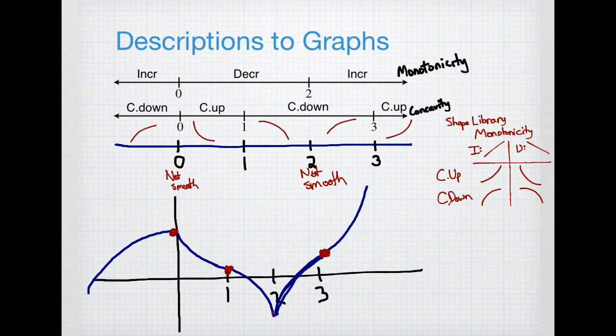I have 2 extreme values. One is here at 0 where I have a maximum, and the other is here at 2 where I have a minimum. So that's how we use the ideas of increasing, decreasing, concave up, and concave down to understand a function.